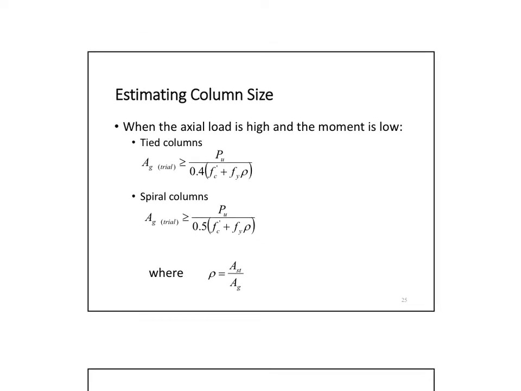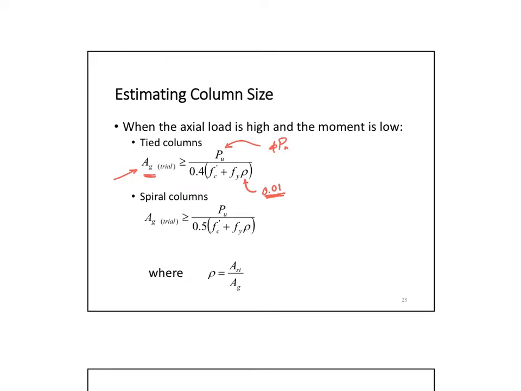Now, how do we start with an estimate for the column size? If we place everything on one side in the equation that we had before, the phi Pn equation, we substitute phi Pn with Pu. Then we put everything else on the other side, get all the factors outside, and put area gross on one side. Now, if I substitute rho with 0.01, which is 1%, I can simply find the proper area gross.